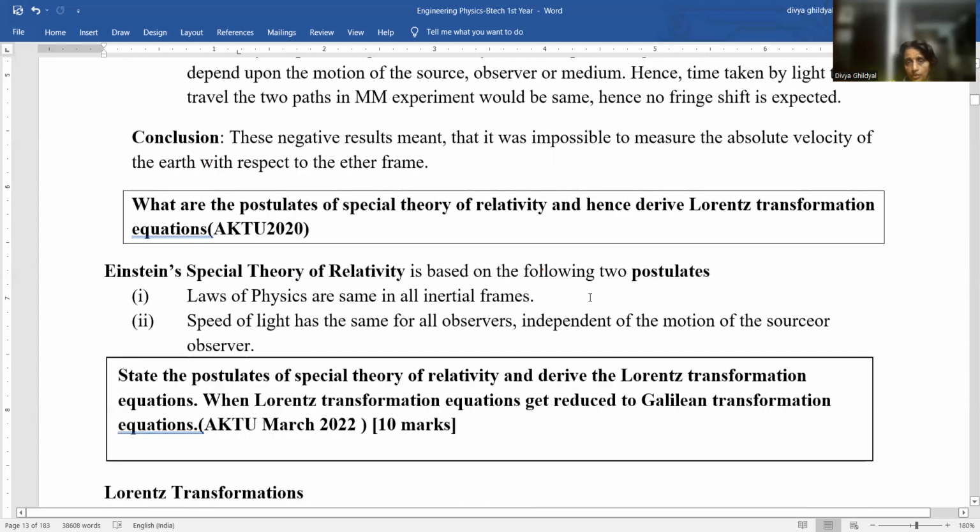What were the two postulates of relativity? They are asked in section A. First states that laws of physics are same in all inertial frames of reference, and speed of light has the same velocity for all observers, independent of the motion of the source or observer.